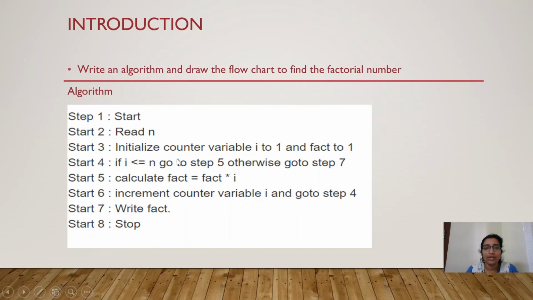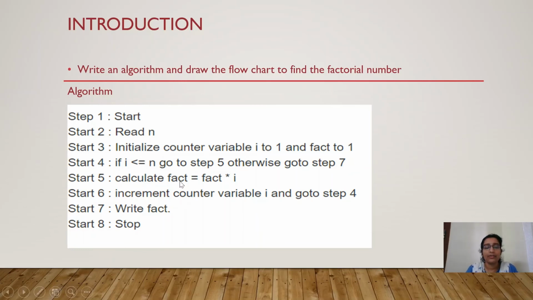If we consider one example, it will be more clear. Read n, suppose n equal to 5. So we have to find 5 factorial. Initialize the counter variable I to 1, and the factorial value, since we didn't get the answer yet, initialize as 1. Then if I less than or equal to n: now I value is 1, n value is 5. So I is less than 5, so go to step 5.